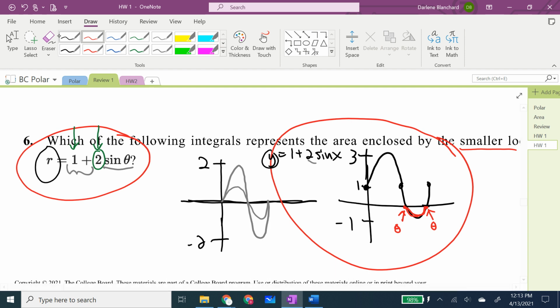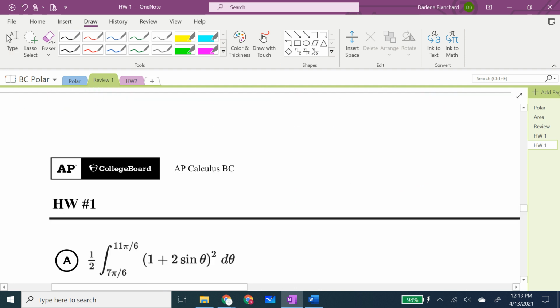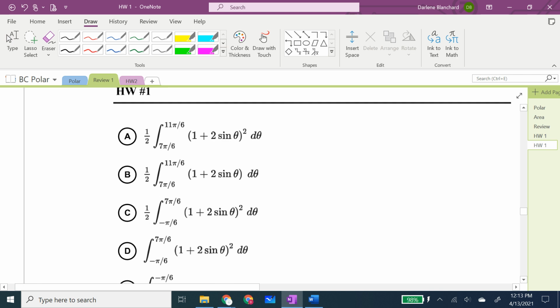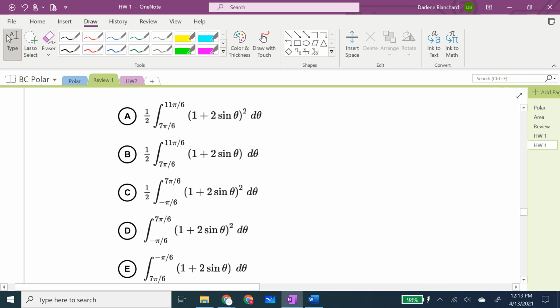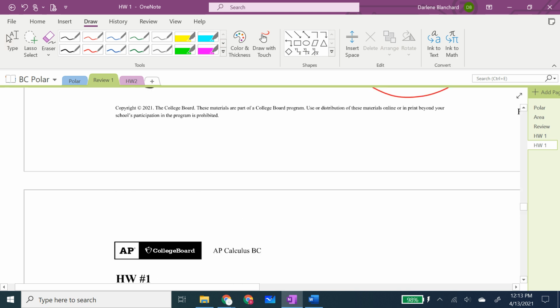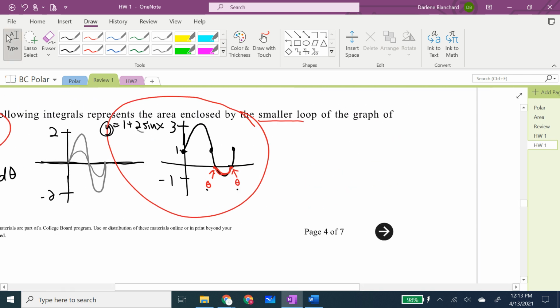Now, let's go back to the area formula, which is 1/2 r squared d theta. My r is 1 plus 2 sine theta. And I need to find these two numbers, and then I'll have an integral. Looking at the possible answers, I can maybe save a little bit of time. But let's say you didn't have the answers and you needed to remember how to use your unit circle.